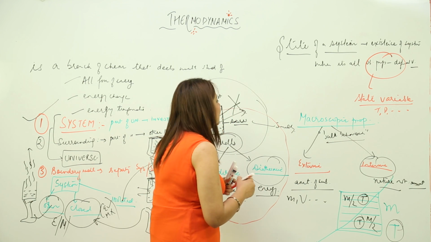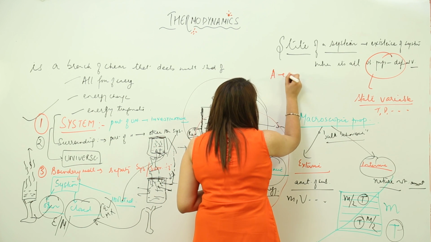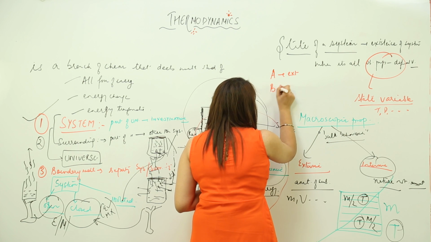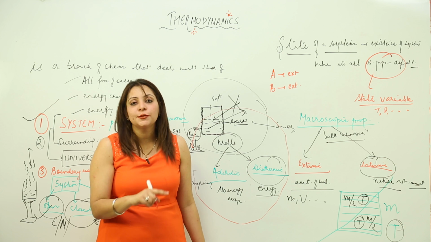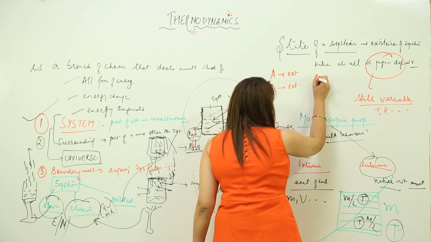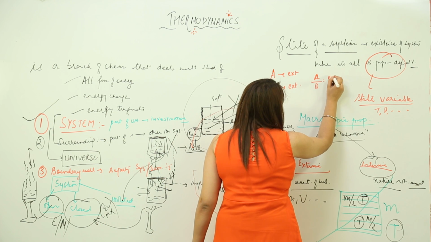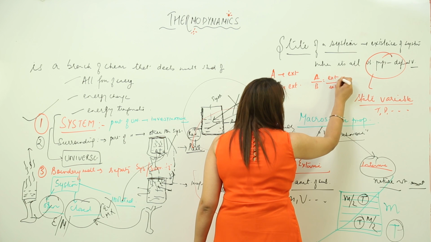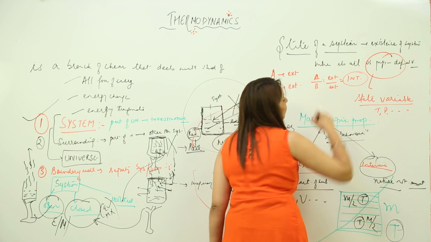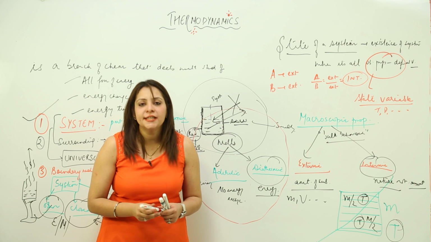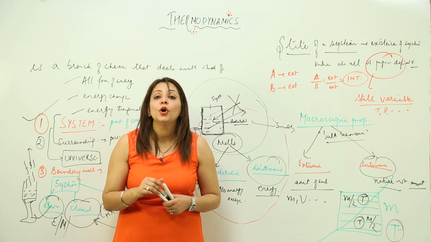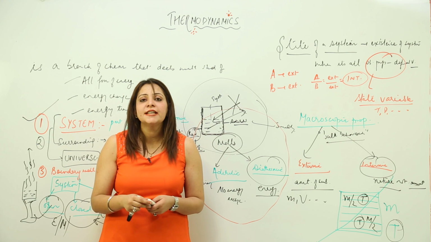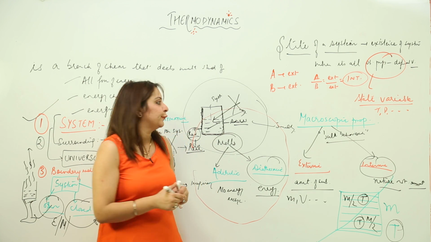Now suppose I have a property A which is extensive in nature, and I have B property which is also extensive in nature. I am going to take the ratio of these properties, A by B, that means extensive property to extensive property. So what result are we going to get? The result will obviously be intensive. So keep in mind, this is very important: the ratio of two extensive properties is always intensive, right.